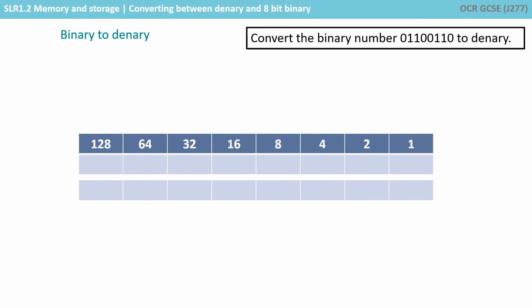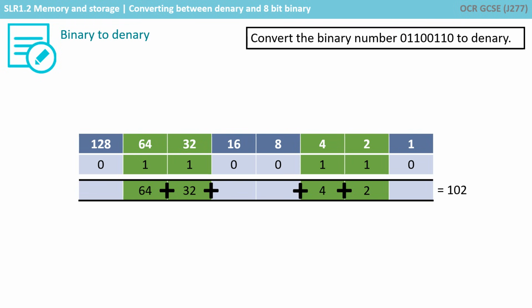To convert from binary to denary, again use a number line and simply add up the values of the columns that have a 1 in. So first we write out our binary number, in this case 0, 1, 1, 0, 0, 1, 1, 0. And now all we need to do is add together the columns that have 1s in. So a 64 plus a 32 is 96, plus a 4 is 100, plus a 2 is 102. Therefore the number 01100110 in binary is the number 102 in denary.